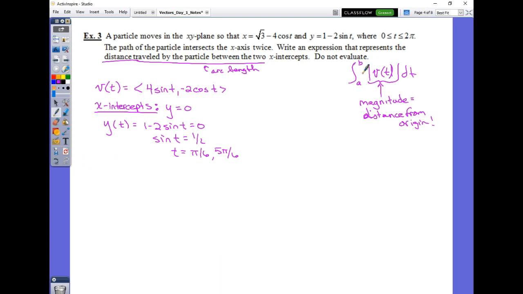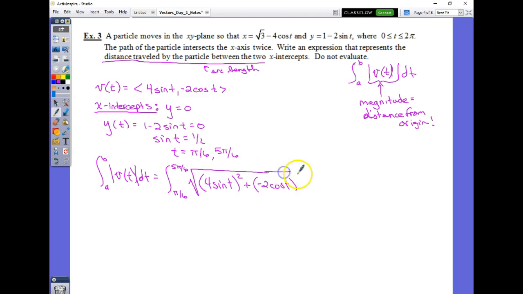So I want to find the integral from a to b of the absolute value of v of t dt, which in this case is going to be the integral from pi over 6 to 5 pi over 6. And then we got to come up with that. What is the absolute value or the magnitude of v of t? Well, it's going to be the square root of our x variable squared, 4 sine of t squared, plus our y variable, negative 2 cosine of t squared, dt.